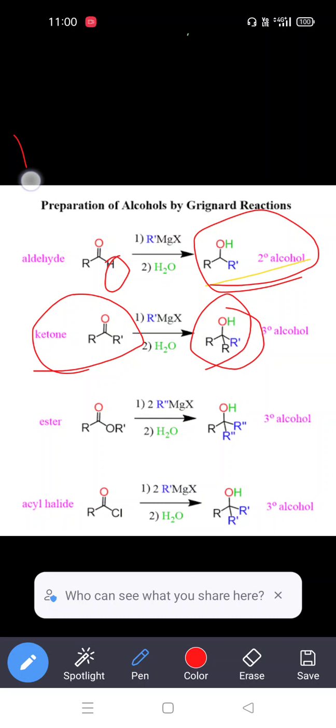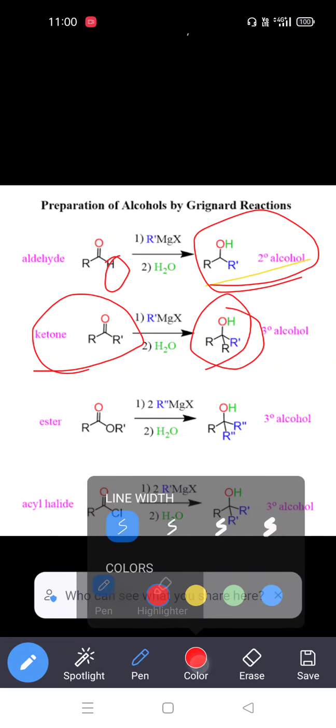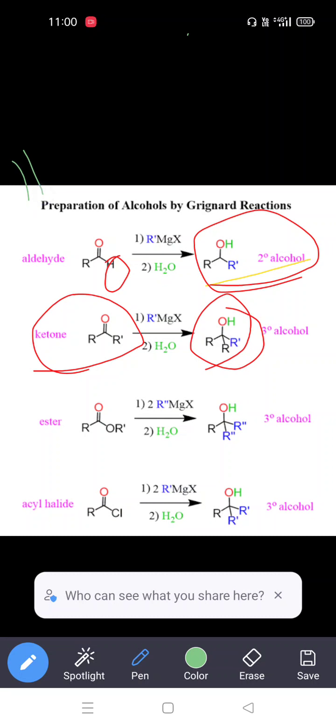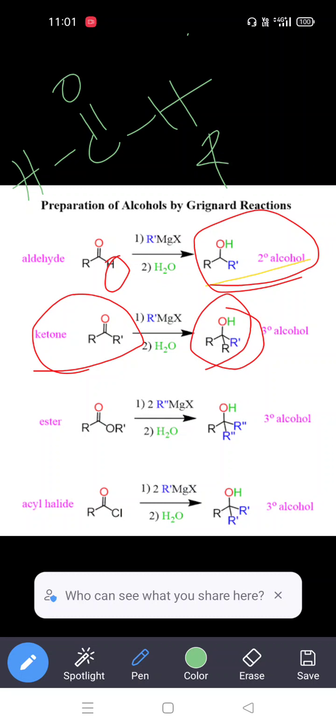Formaldehyde is also an example of an aldehyde, but it is an exception case. If you use formaldehyde and react it with RMgX, finally we get the primary alcohol as the product. So this is a different case. We prepare primary alcohols from formaldehyde reaction with Grignard reagent, and after that we conduct the hydrolysis process to get the primary alcohol as the product.